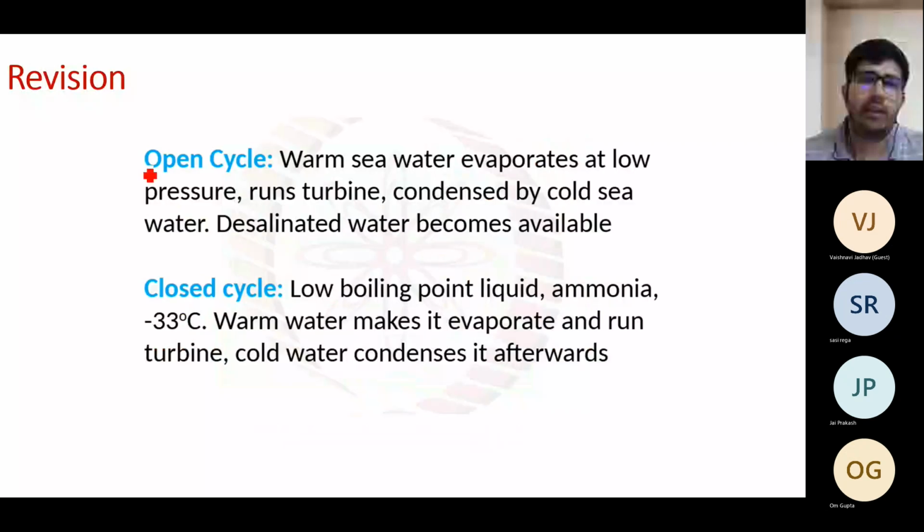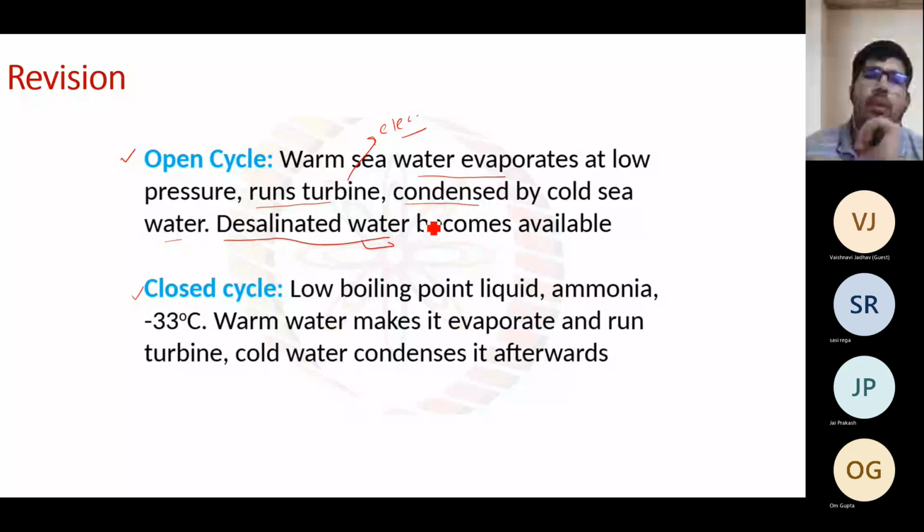So there are possibilities of open cycle and closed cycle in our previous diagram. In case of open cycle, warm seawater evaporates at low pressure. So we will develop some low pressure, so it will evaporate at low pressure. It runs the turbine, and it is condensed by the cold seawater, and it runs the turbine to generate electricity. When the water condenses, the condensed water will be desalinated water. We can use it for drinking purposes and for irrigation. So in this way there are multiple uses of this system.